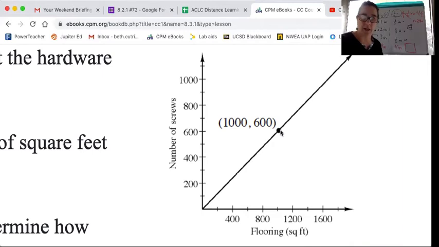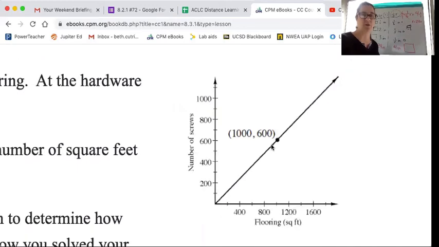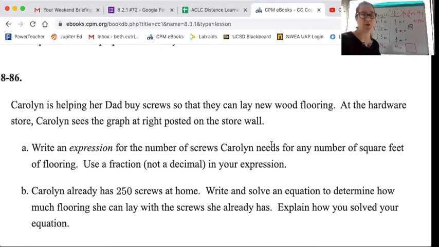So this dot right here, this is the X quantity. You can do 1,000 square feet, which is right here between the 8 and the 12. And you will need to buy 600 screws. So that's what this linear straight line graph is trying to show us at the hardware store. So first we want to write an expression for the number of screws Carolyn needs for any number of square feet. Use a fraction, not a decimal, in your expression.